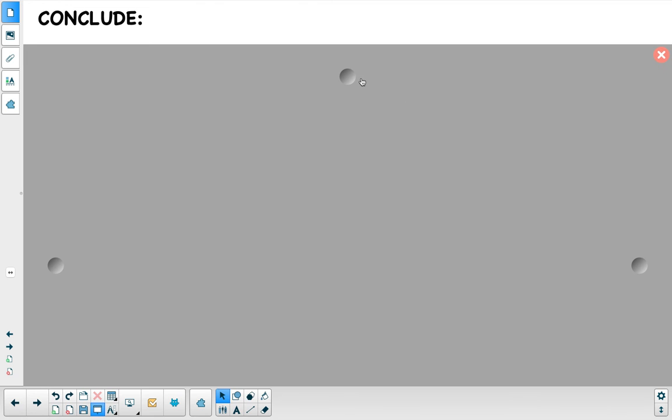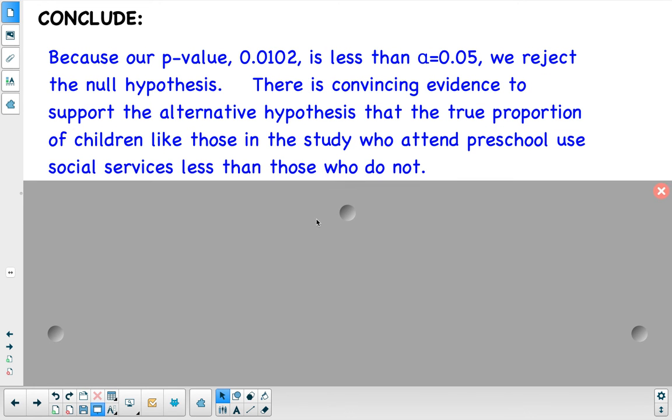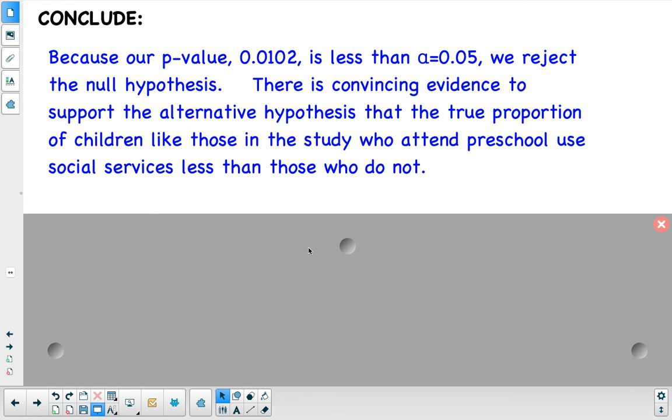So we will compare that p-value to alpha. Because our p-value of 0.0102 is less than alpha, we will reject the null hypothesis. There is convincing evidence to support the alternative, that the true proportion of children, like those in the study who attend preschool, use social services less than those who do not. This really is a small detail in the conclusion that's very important. We didn't randomly select the people in the study, did we? Let's go back and check.